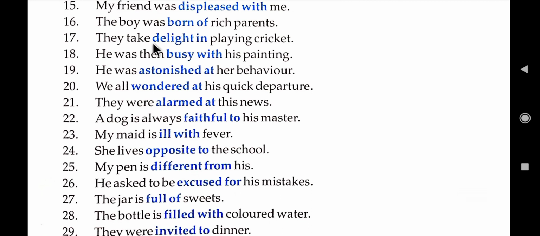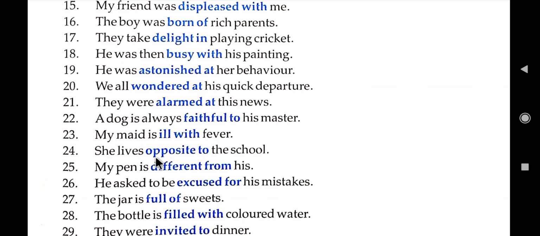The boy was born of rich parents. They take delight in playing cricket. He was astonished at her behavior. We all wondered at his quick departure. They were alarmed at this news. A dog is always faithful to his master. So faithful we always follow with to. Alarmed at, wondered at. My maid is ill with fever.